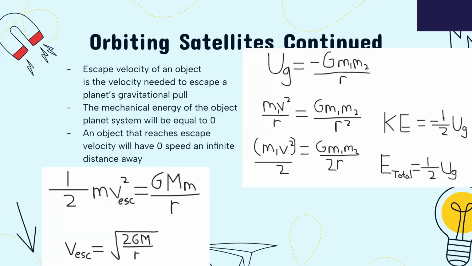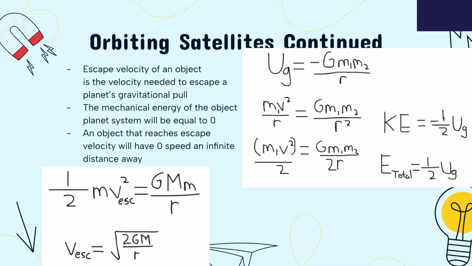And continuing on orbiting satellites, we define the escape velocity of an object as the velocity needed to escape a planet's gravitational pull. And when this happens, the mechanical energy of the object-planet system will be equal to 0. And if an object reaches escape velocity at the surface of the planet, it will have 0 speed an infinite distance away. So at the bottom, I showed how you solve for it.